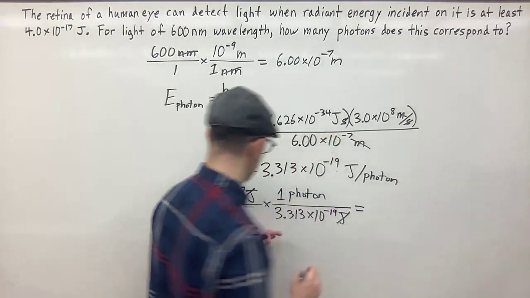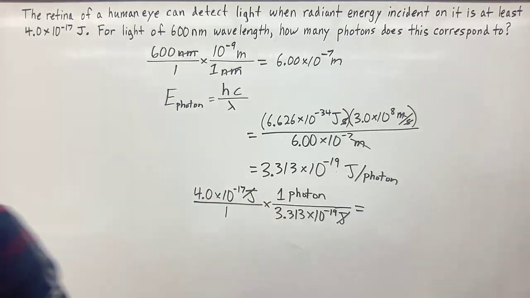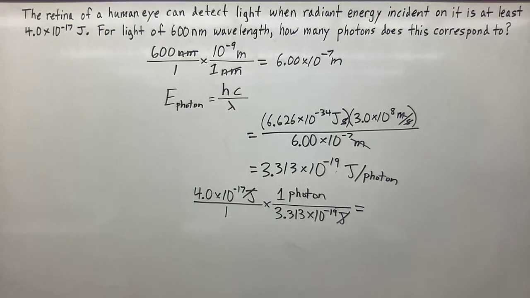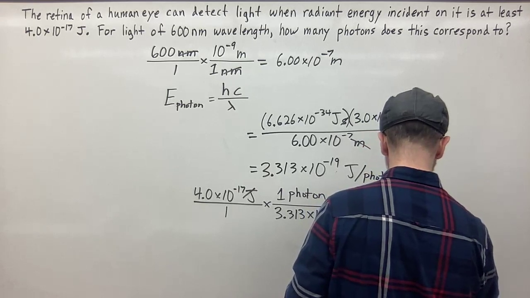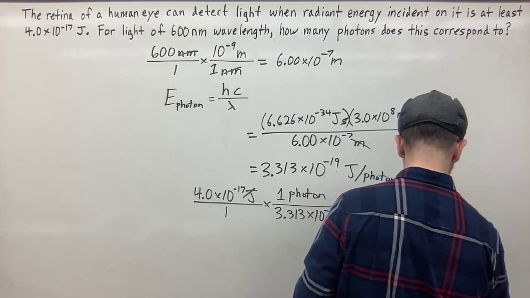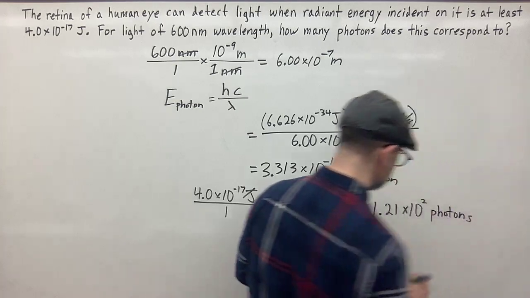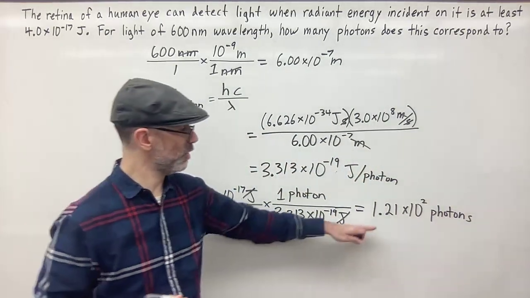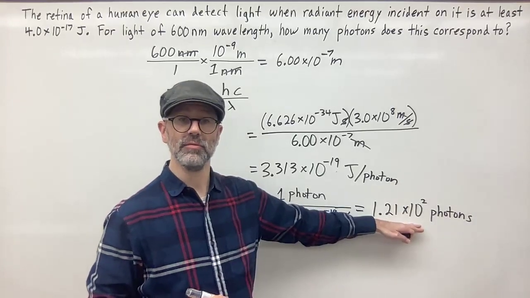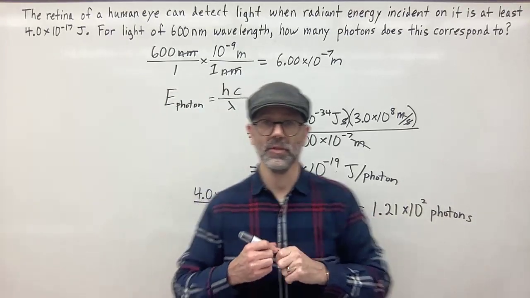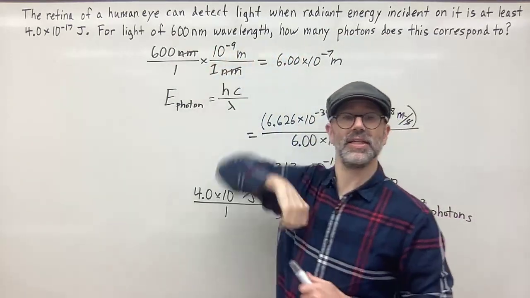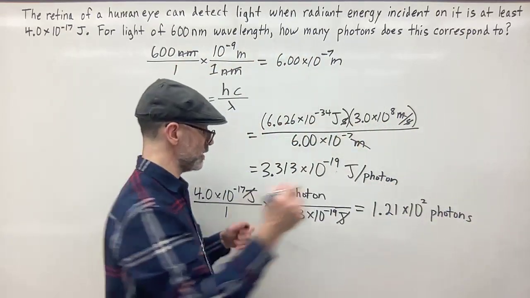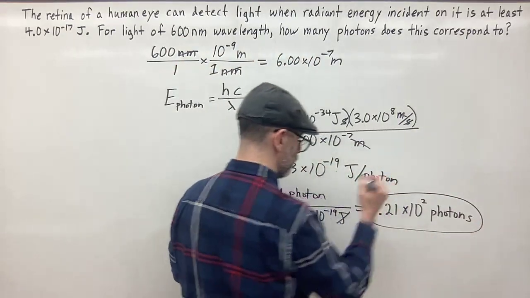Now all I need to do is multiply and divide. When I do that, I get 1.21 times 10 to the second photons. So this is the number of photons that needs to be incident on the retina if the wavelength is 600 nanometers. So this is your answer.